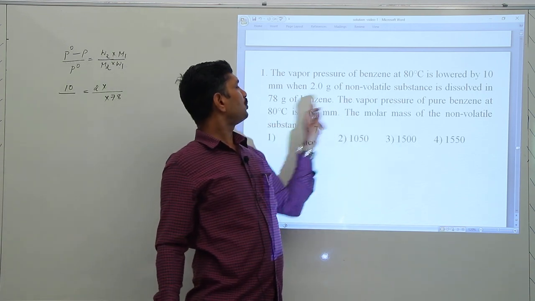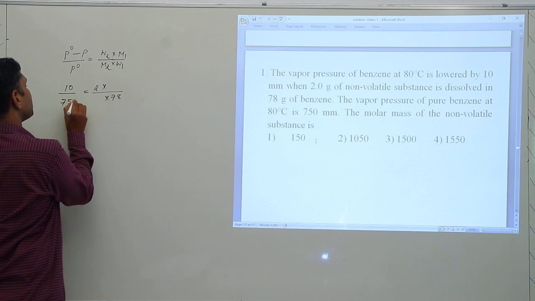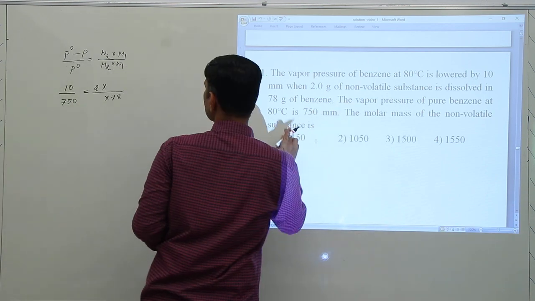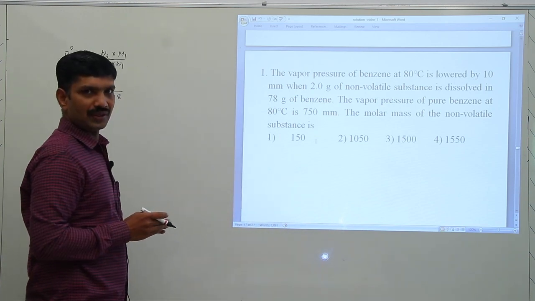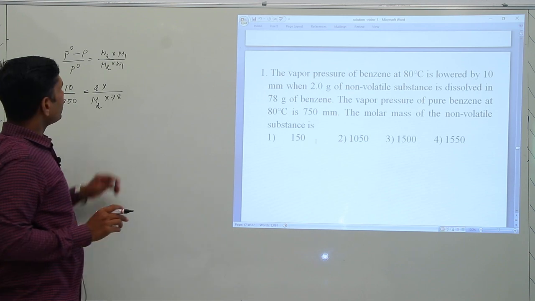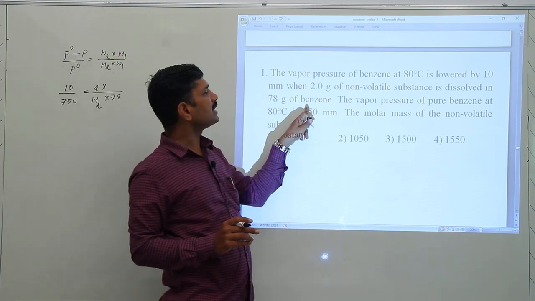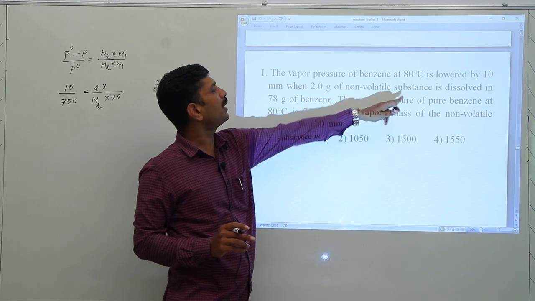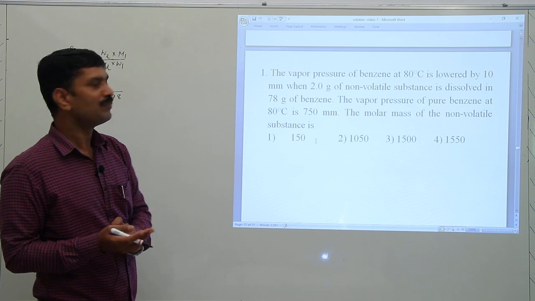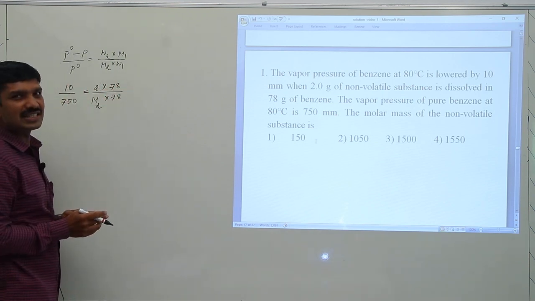Next, vapor pressure of pure benzene is 750. So P naught is equal to 750. The molecular weight of the substance is asked here, so M2 we have to find out. M1 is the molecular weight of the solvent. Which is the solvent here? Benzene is the solvent, because 2 gram non-volatile substance is dissolved in 78 gram of benzene. What's the molecular mass of benzene? 78. 78 is the molecular mass of benzene, C6H6.